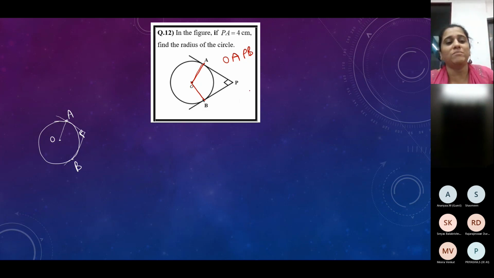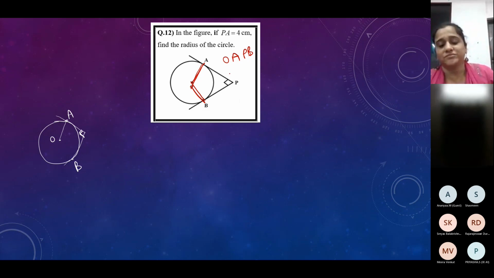I'm going to now prove that OAPB is a square. Well, it does not look like a square, but we'll prove it's a square. Now, join OA and OB. That's the first thing. Now we have this quadrilateral OAPB. Now this quadrilateral OAPB is a rectangle. Yes, I think you all know that. Why is it a rectangle?